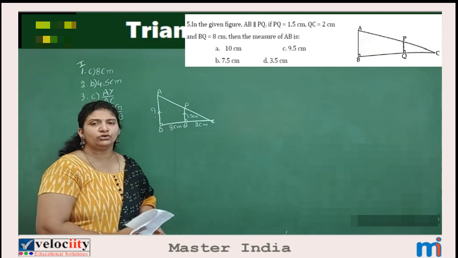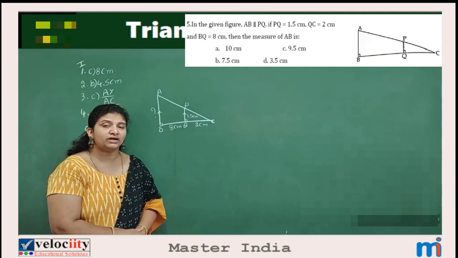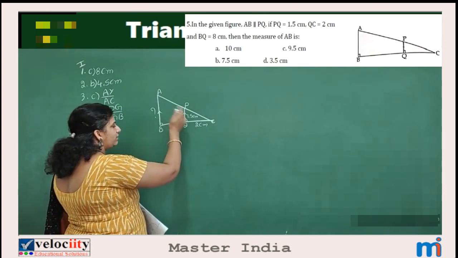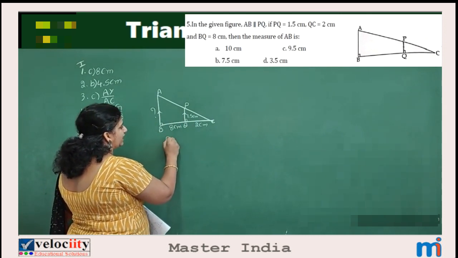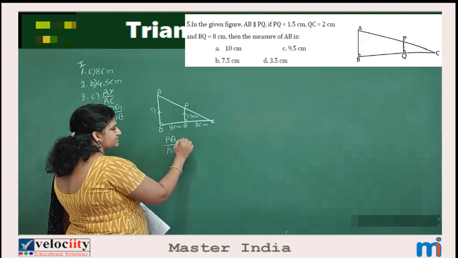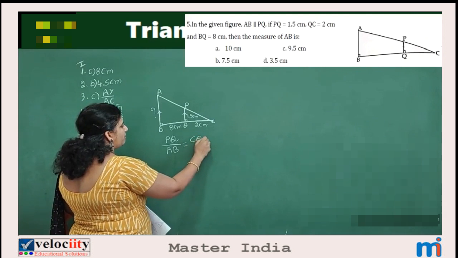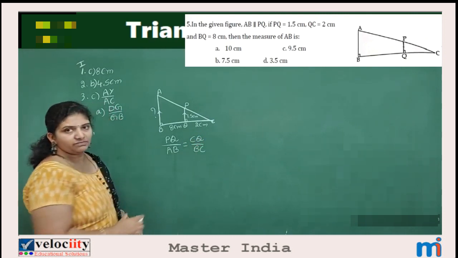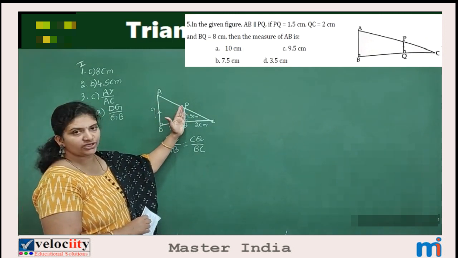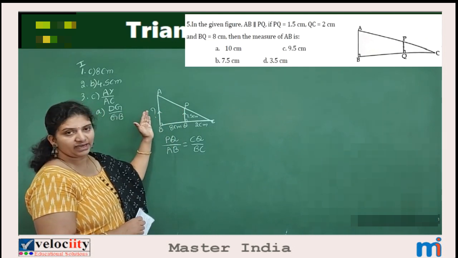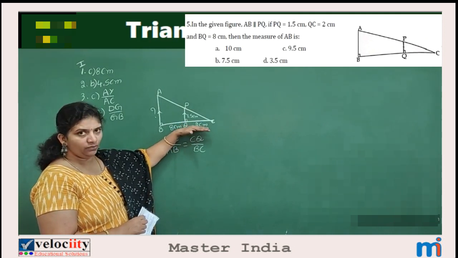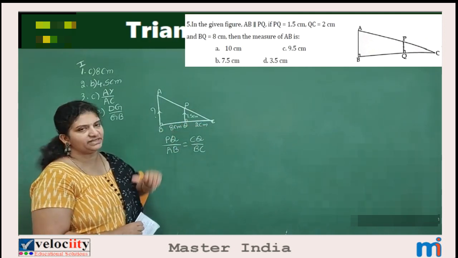If PQ is parallel to AB, directly I can remember the corollary of BPT. According to that, write the ratio. By using the corollary of basic proportionality theorem, I can write the ratio PQ by AB is equal to CQ by BC. Observe carefully. Big triangle, small triangle. I am comparing small triangle side PQ by big triangle corresponding side AB, and small triangle side CQ by big triangle corresponding side BC.